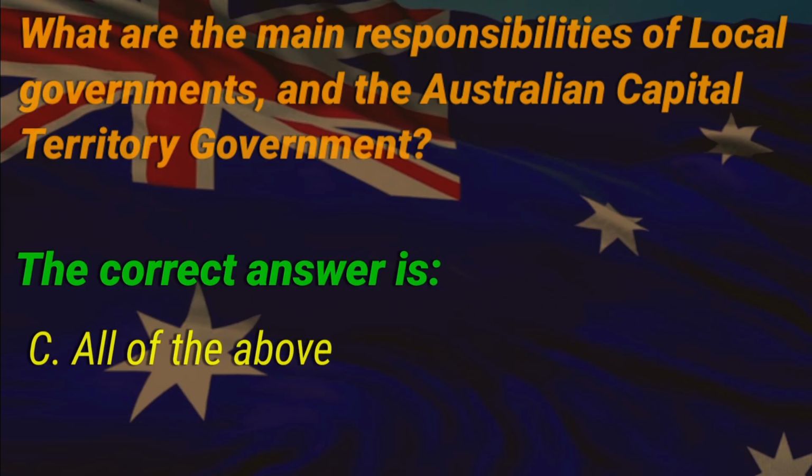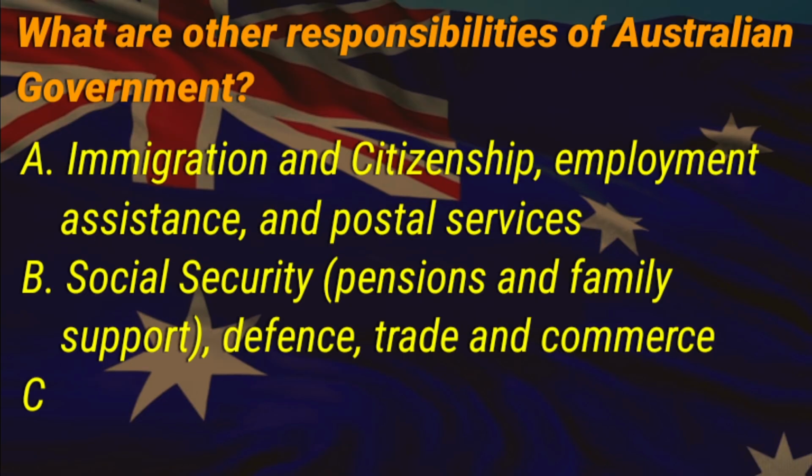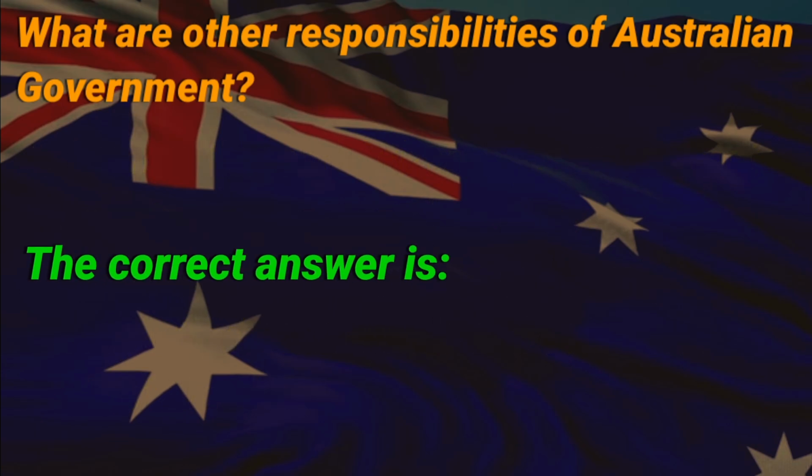All of the above. What are other responsibilities of Australian government? A. Immigration and citizenship, employment assistance and postal services. B. Social security, defense, trade and commerce. C. All of the above. The correct answer is C.